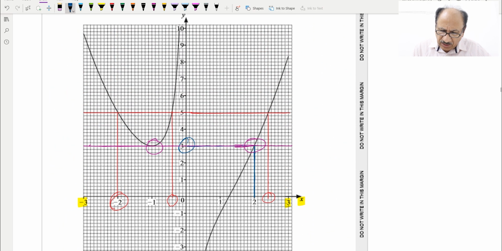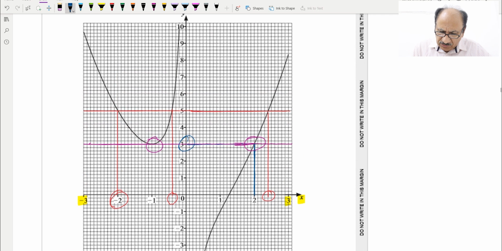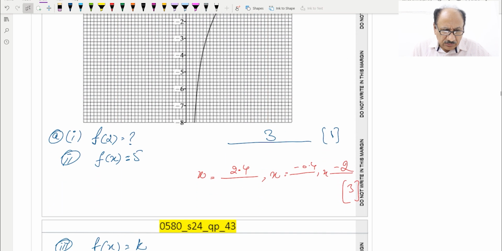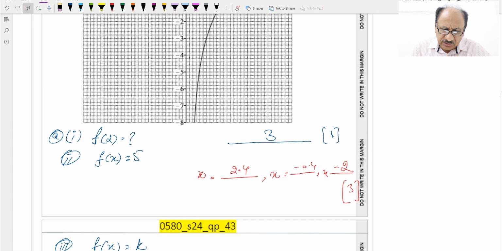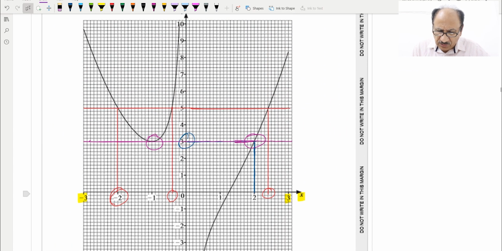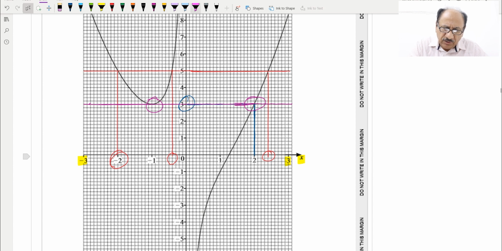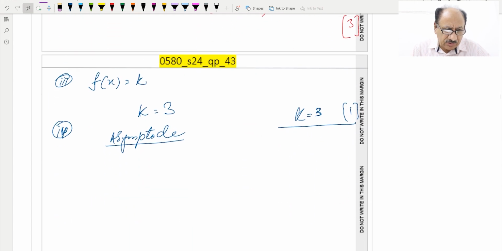Keep in mind, an asymptote is a line which the curve is not touching. The line x is equal to 0, x is equal to 0 is the y-axis. So if I draw x is equal to 0, it will be this line, the y-axis, and keep in mind, the graph never touches this line, whatever value we take for this graph. So this will be the asymptote for this one. So that's why we have taken this option.